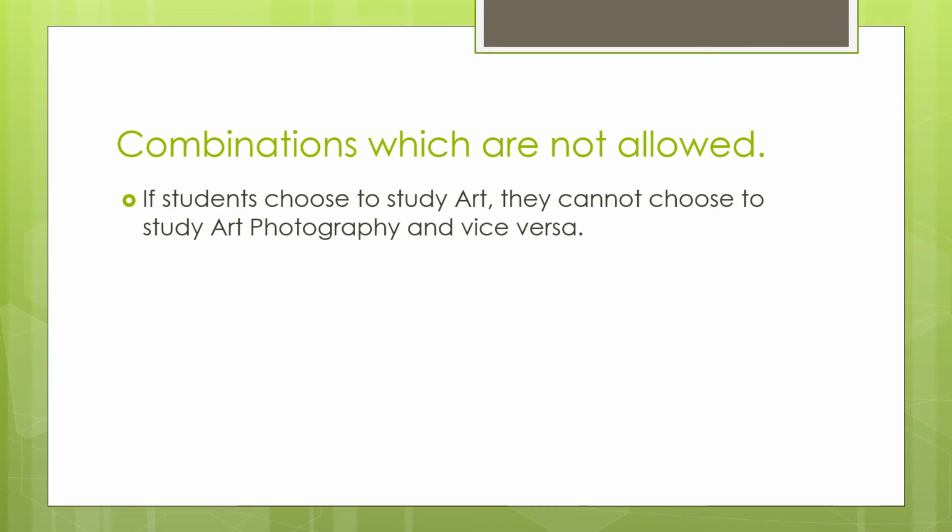But as far as course combinations which are absolutely not allowed to be chosen together, art and art photography do what's called discount each other in curriculum speak. So you cannot choose to study art and art photography at the same time. In other words, if you choose art, you can't study art photography as well. If you choose art photography, you can't study art as well.